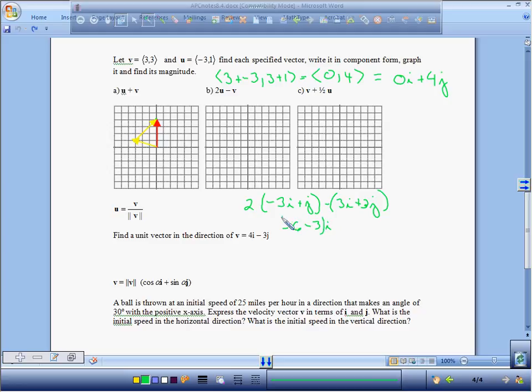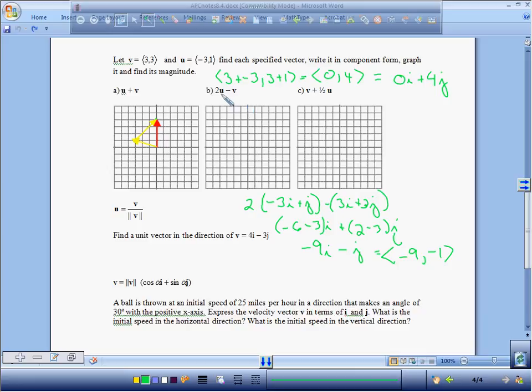Do you guys see where I got that from? 2 times negative 3 minus 3. Altogether, you count up all your i's. So that's how many i's I have. And then how many j's do I have altogether? 2 minus 3. Do you guys see that? 2 times 1 minus 3. And so in the j direction, altogether I get minus 9i minus j. Or you could write that equivalently as minus 9 comma minus 1.